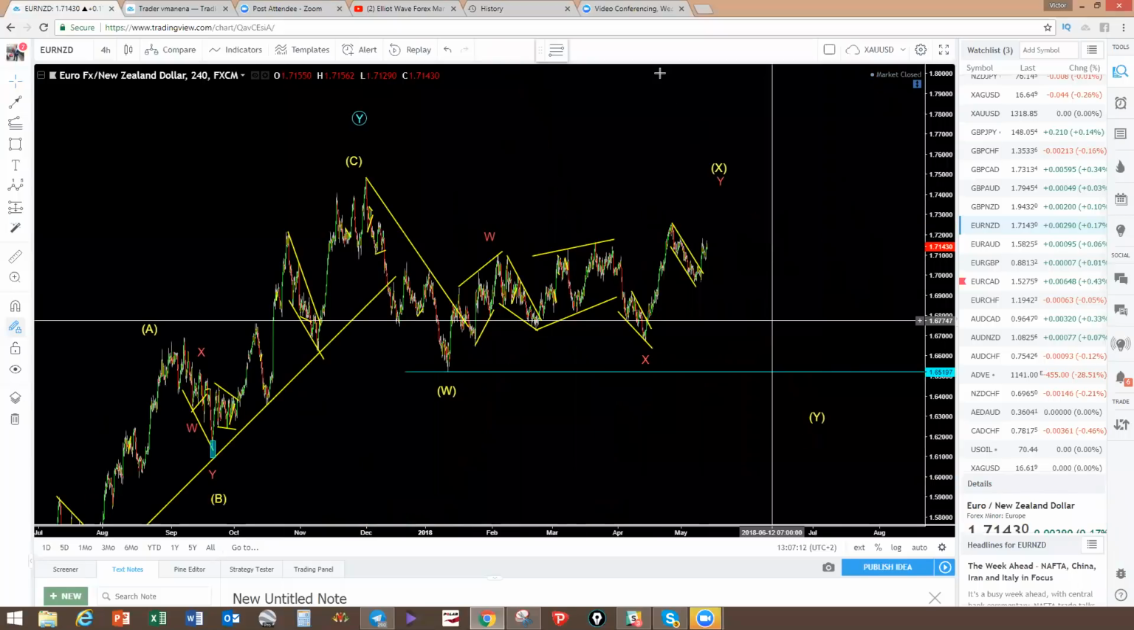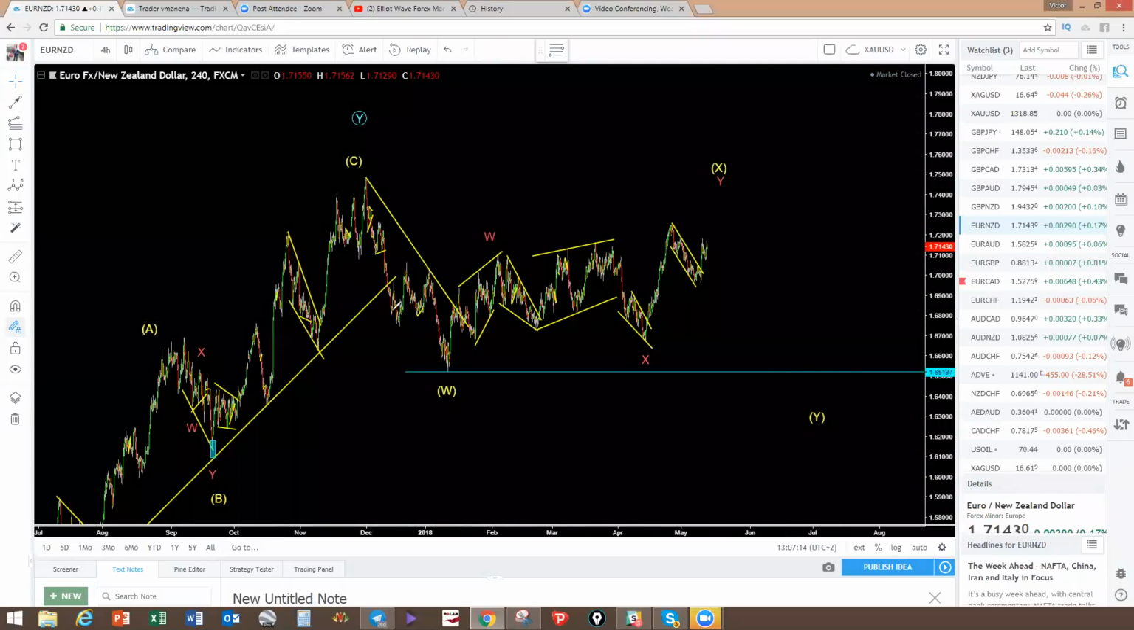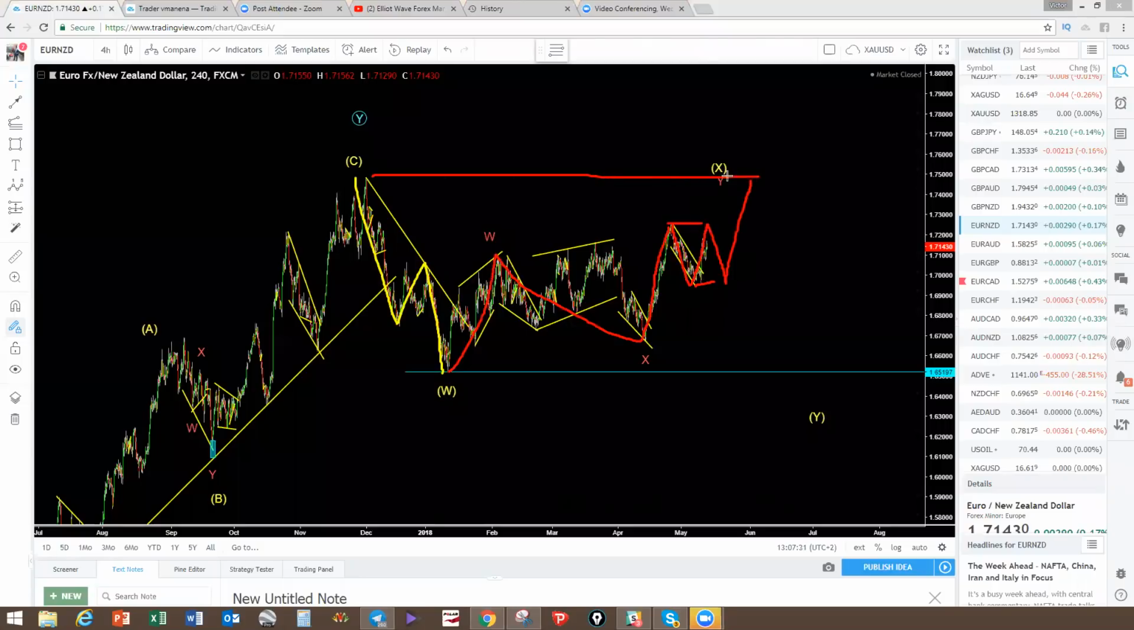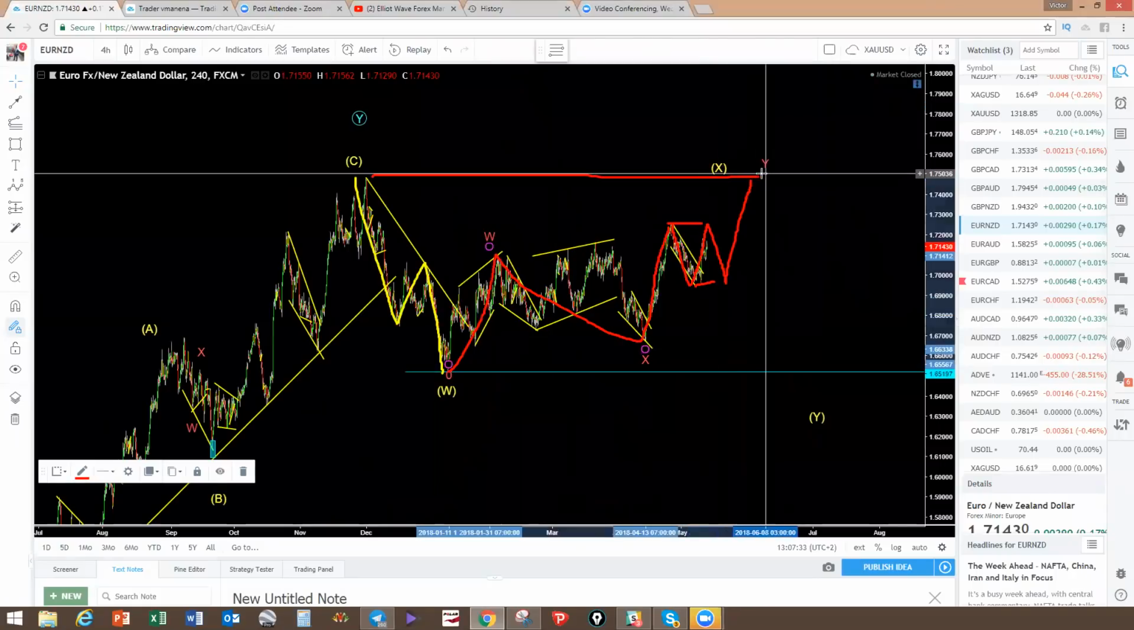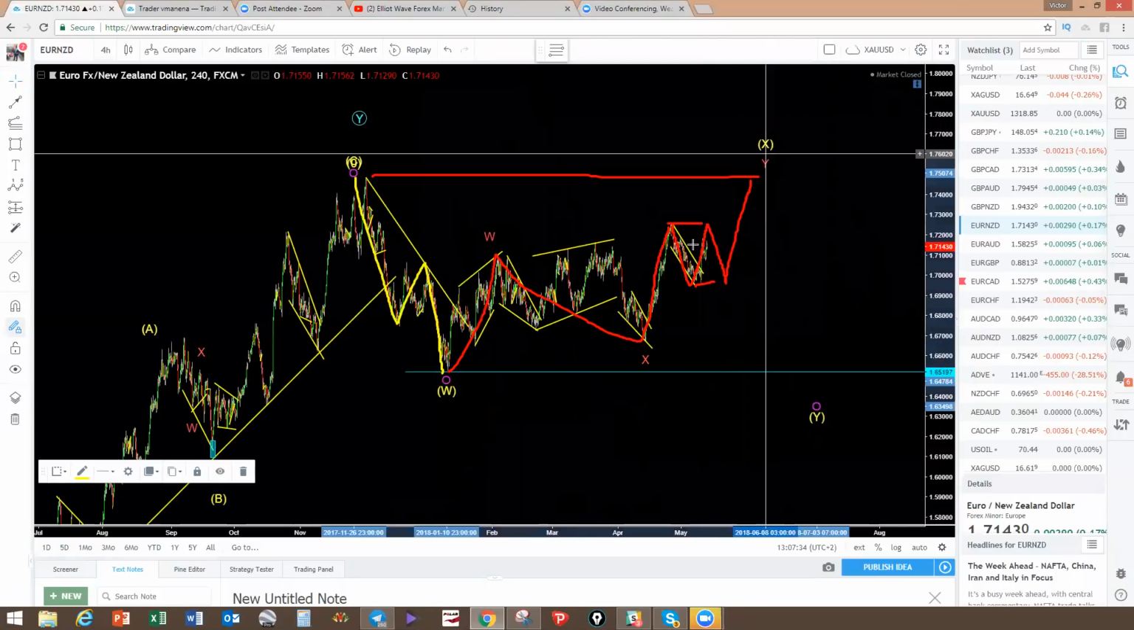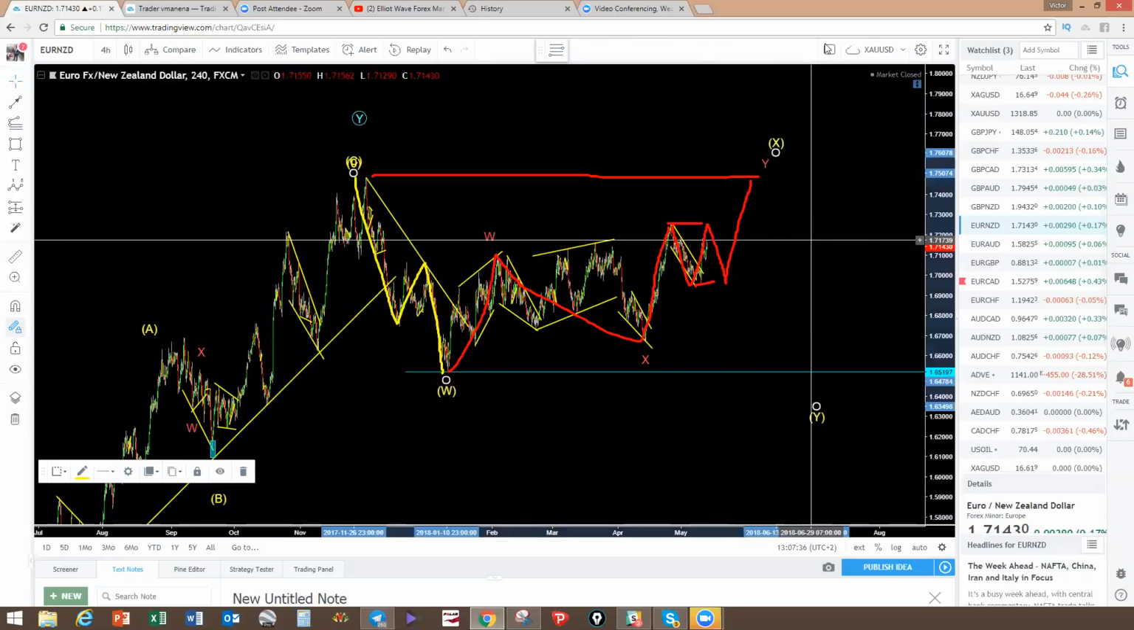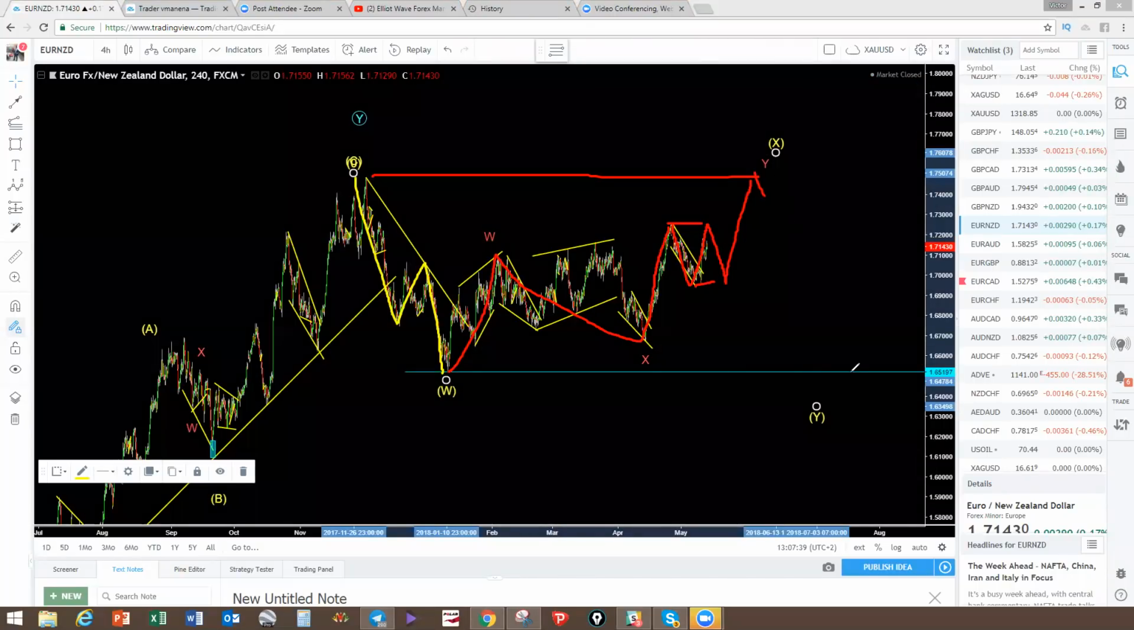Okay, so Euro New Zealand, you've got 1, 2, 3 there. You've got another 1, 2, 3. Is this 3 complete? Could do this, this, that. 3-wave move there, and even retest that top over there. And that would be our X move here, WX, before we get a move to the downside.